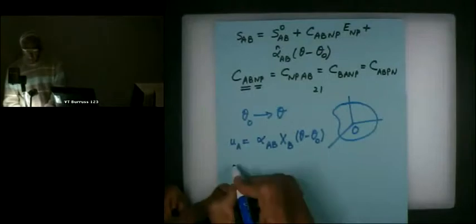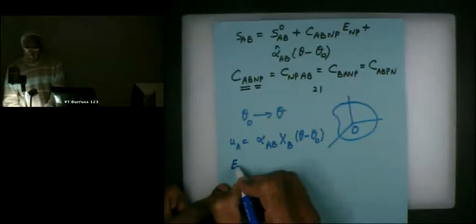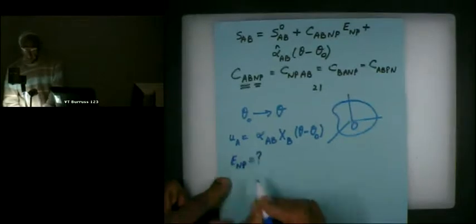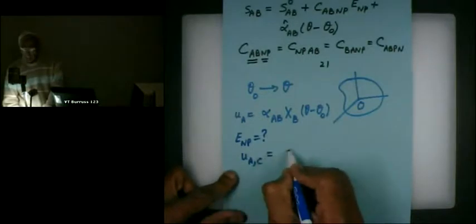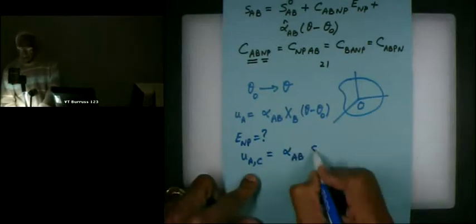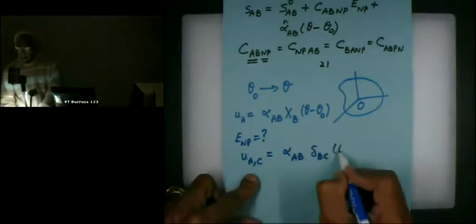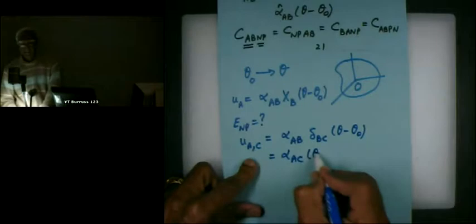So what is strain then? What will be E? To find E, we need to find U_A,C, say, that will be alpha_AB, delta_BC, theta minus theta 0. And that's alpha_AC, theta minus theta 0.